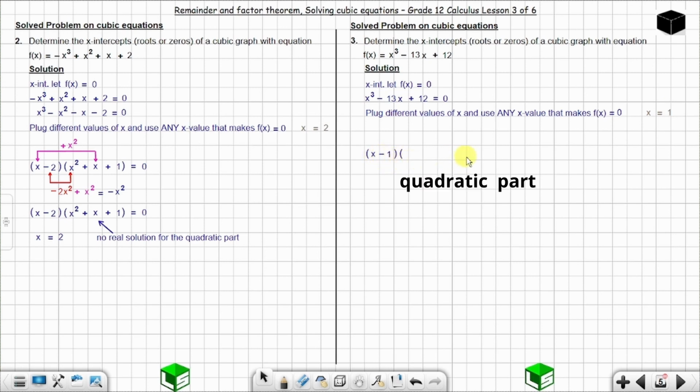And the quadratic part, let's get the quadratic part. So x times x squared, I'm going to get x cubed. Negative 1 times negative 12, I'm going to get positive 12. Now, let's get the middle term. So, I'm going to look at x squared always. But you can see, do I have x squared? Yes, I have x squared after x cubed. There is 0x squared after x cubed.